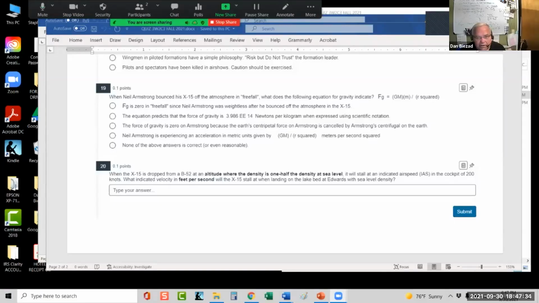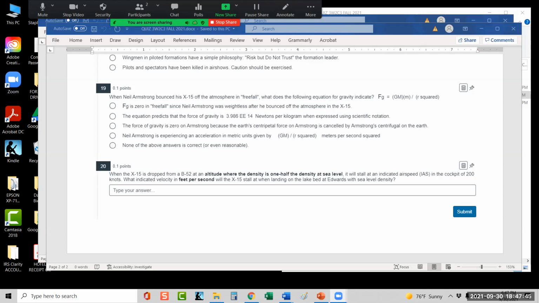Okay, so now you know how to do that. The other thing is, it'll stall at 200 knots. What indicated velocity will stall at landing on a lake bed? The density is double down there, right? Is that at sea level? Well, now think about this indicated airspeed. What did I say in class about indicated airspeed? It's pressure airspeed. Pressure airspeed never changes, so whatever stall speed you get for indicated airspeed is never going to change.